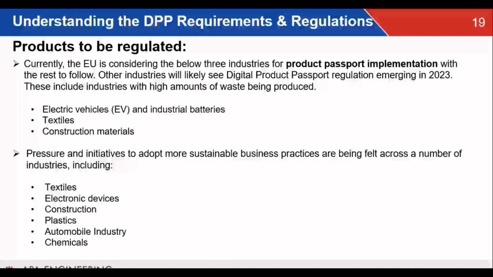So, products to be regulated. Currently, the European Union is considering the below three industries for product passport implementation, with the rest to follow. Those three are electric vehicles and industrial batteries, textiles, and construction materials. Other industries will likely see a digital product passport regulation emerging maybe this year, and even now, pressures and initiatives to adopt more sustainable business practices are being felt across a lot of industries, including textiles, electronic devices, plastics, automobile industry, and chemical industry.